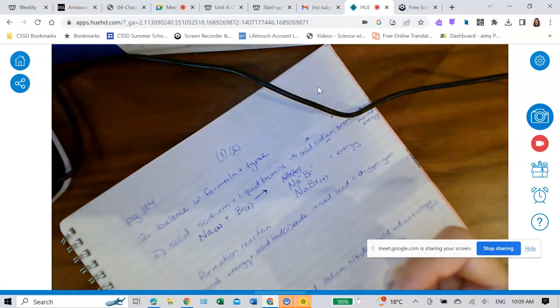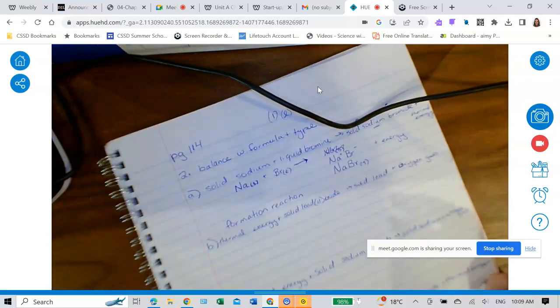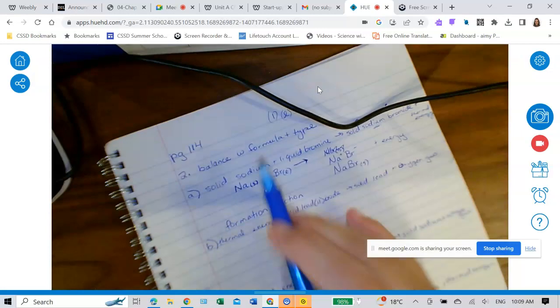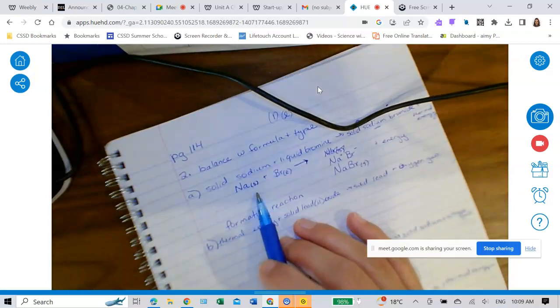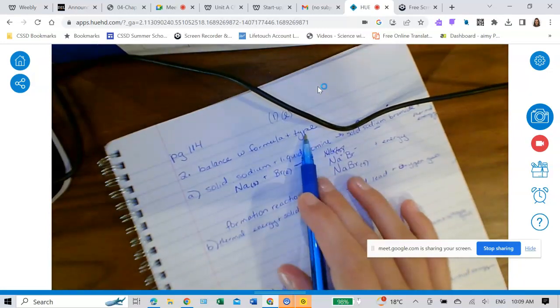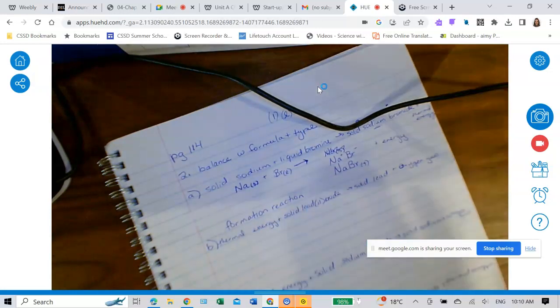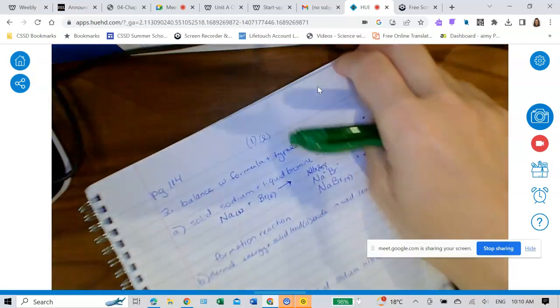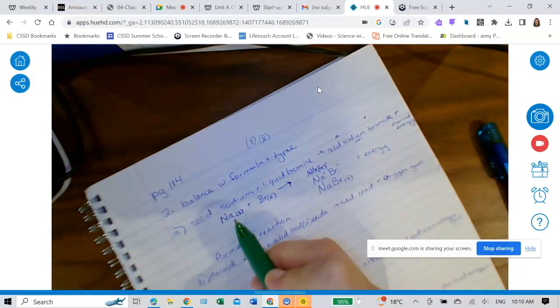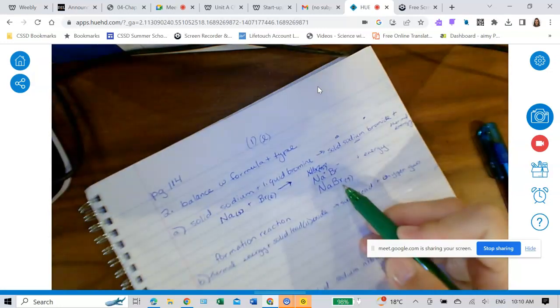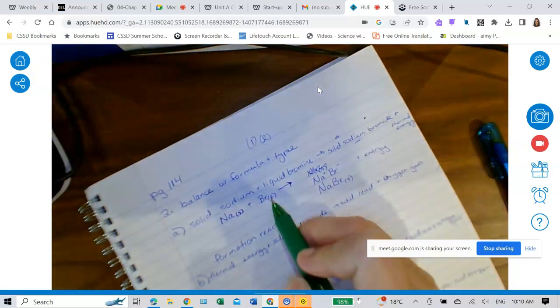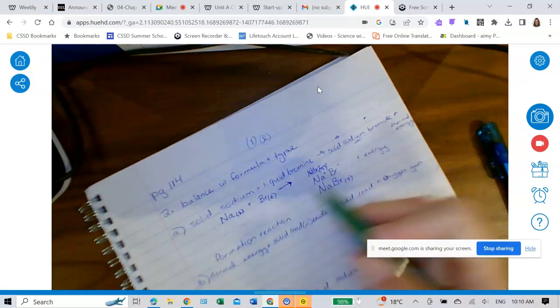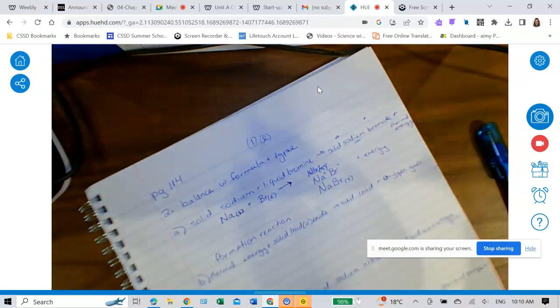So then maybe we should actually read the question and see if we did all the things. It said to write the formula. We did that. It said to say what type it is, formation reaction, but it also said to balance the formula. So let's take a minute to do that. How many sodiums on this side? 1. How many sodiums on this side? 1. How many bromines on this side? 1. How many on this side? 1. Okay, we're done. Perfect.